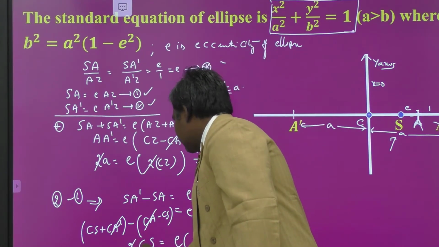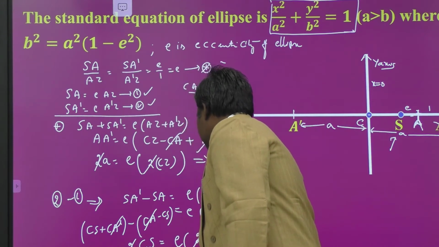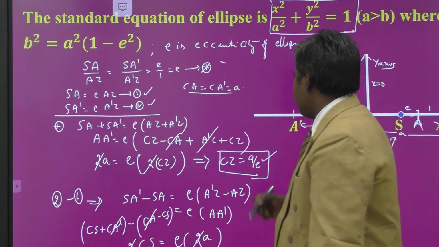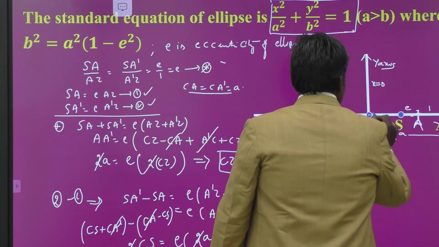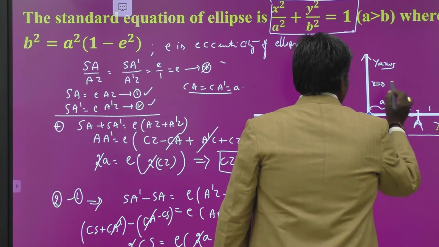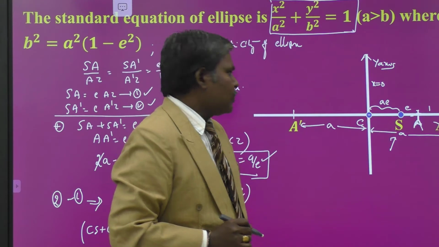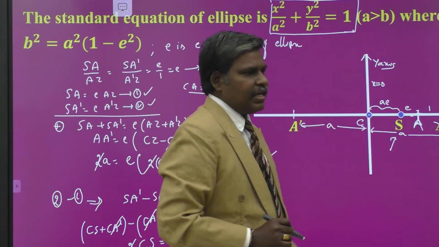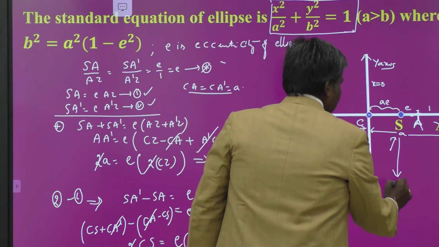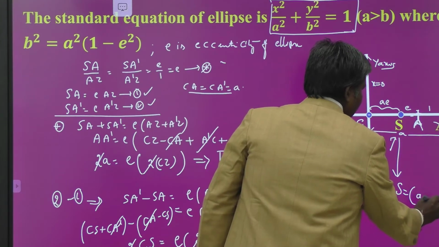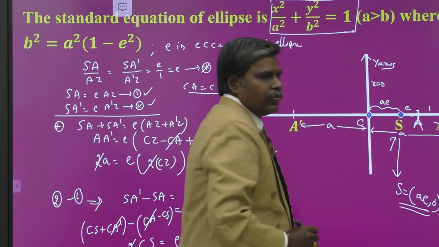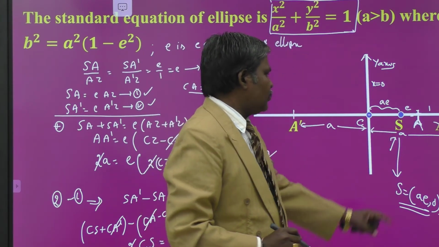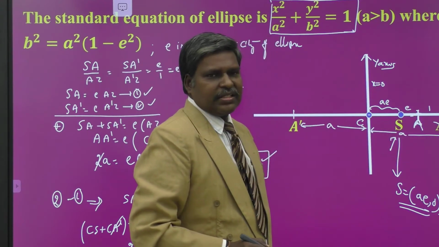So 2 gets cancelled. Therefore, the distance from C to S is equal to AE. The distance from C to S is, my dears, AE. This is on the x-axis and right side to the origin at a distance AE. Can you write the coordinates of S or not? Yes, the coordinates of S are AE comma 0. So we have focus AE comma 0, directrix is Ex minus A equal to 0.